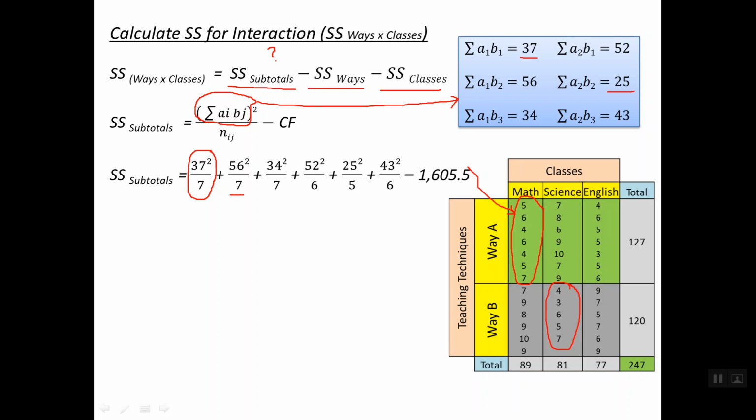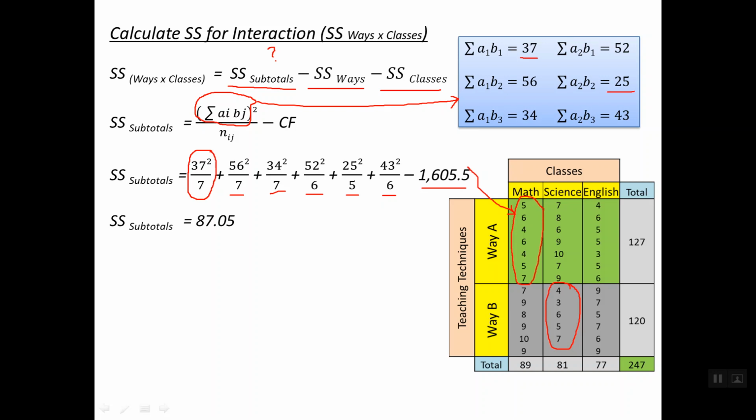This is for the second group, this is for the third one, this is for the fourth, this is for the fifth, and this is for the sixth, and this is the correction factor. So the value of the SS for the subtotals is simply 87.05.